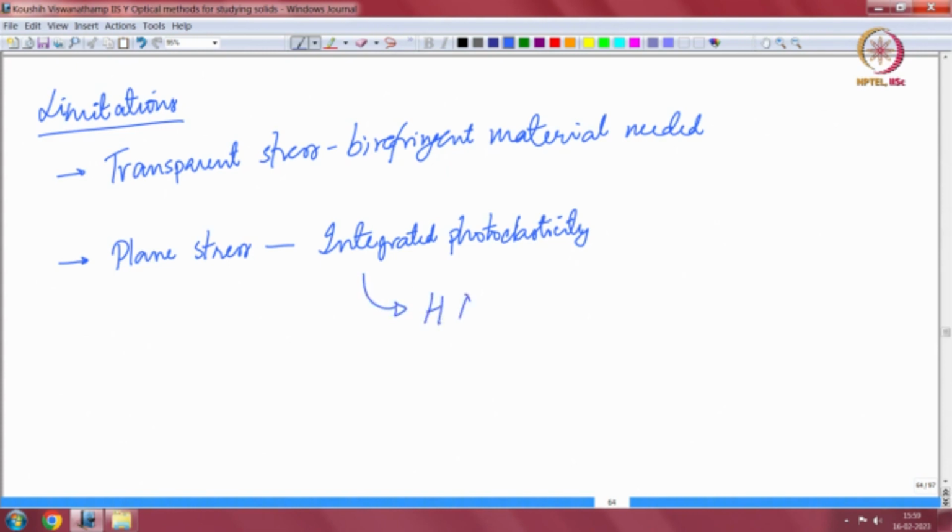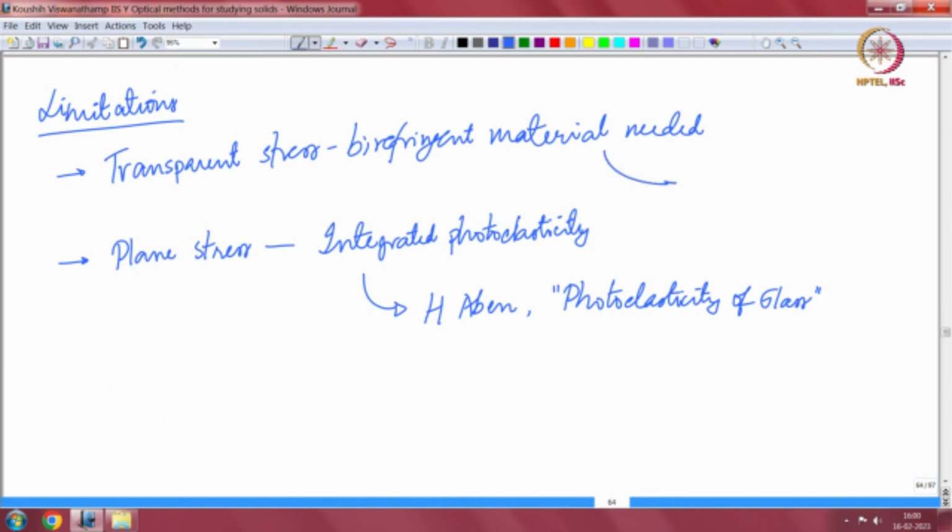One very classical reference is this book by H. Aben, called Photoelasticity of Glass. Aben was one of the pioneers of this technique of integrated photoelasticity. To some degree you can get rid of this plane stress limitation, even though there are some assumptions that you have to make, you can still work around it.